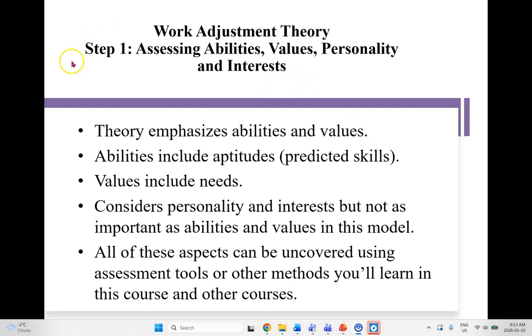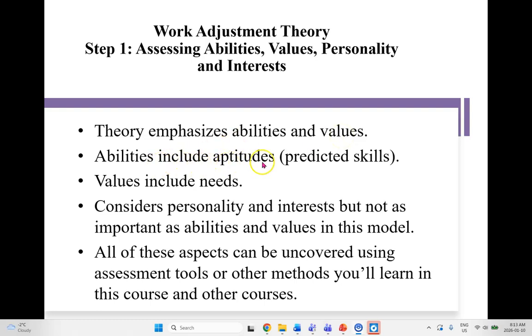So I mentioned previously that this model corresponds nicely to Frank Parsons' model, the three steps that he refers to as who am I, what's out there, and how do I get there. The who am I step referring to an individual's abilities, their skills, their values, their personality, and interests. This particular theory emphasizes more heavily abilities and values.